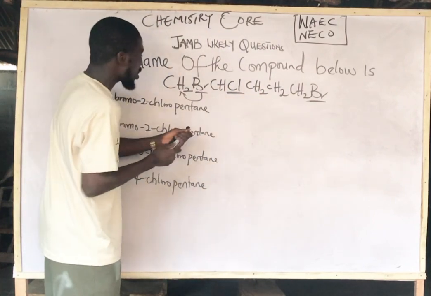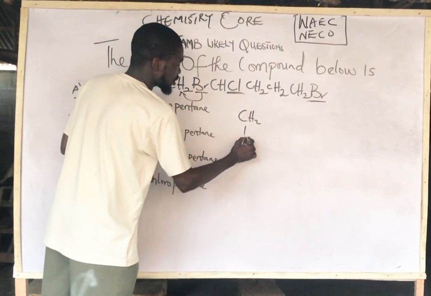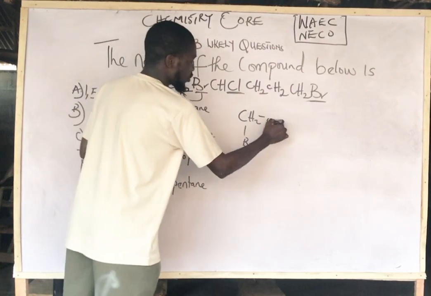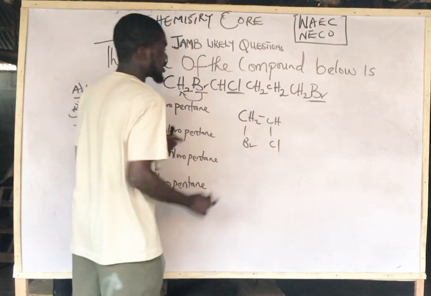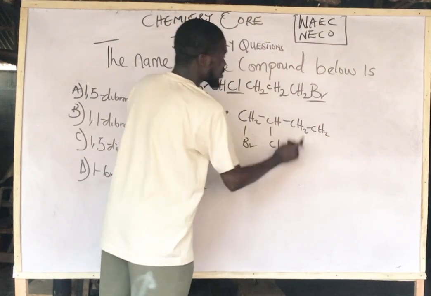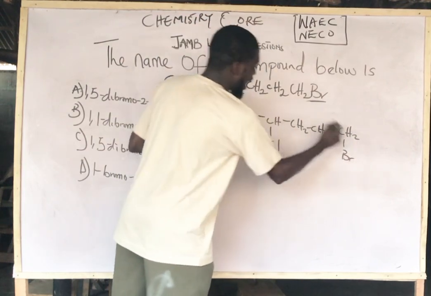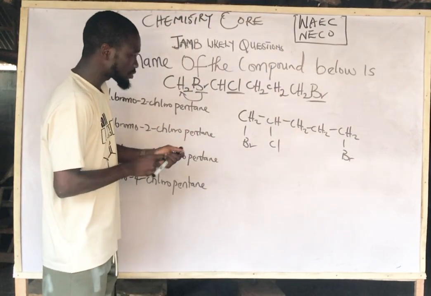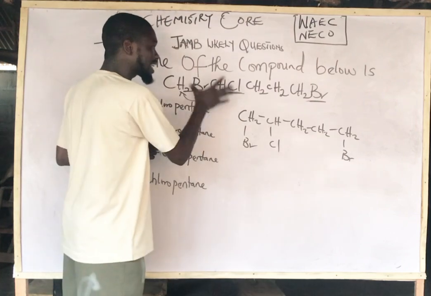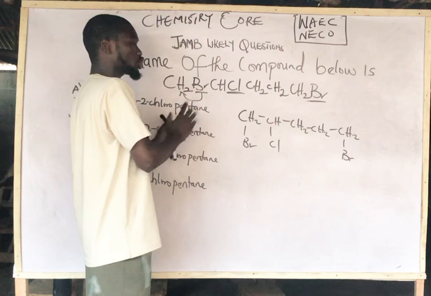In that case, when we write what we have on the board, I have CH2. There is Br here. This, we have CH. We have Cl here. We have CH2, CH2. Then for this, we have CH2Br. The moment you can deduce the organic compound on the board like this, then to name it, you won't have any issue with it.